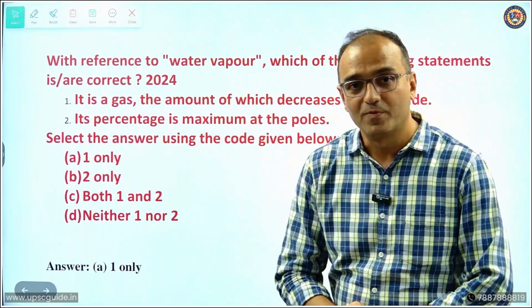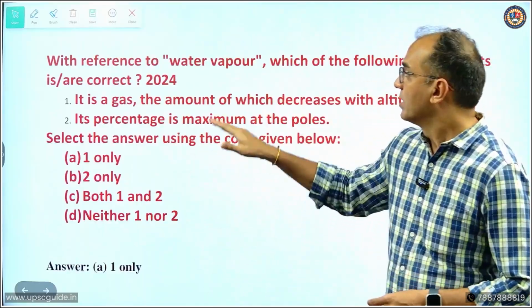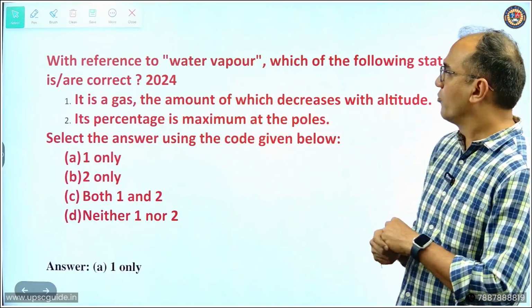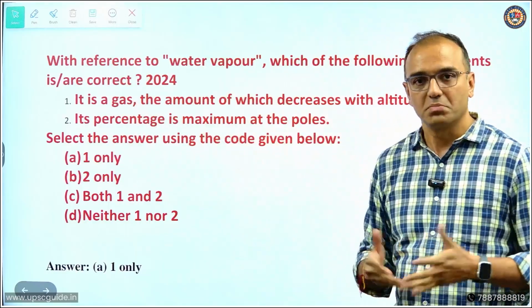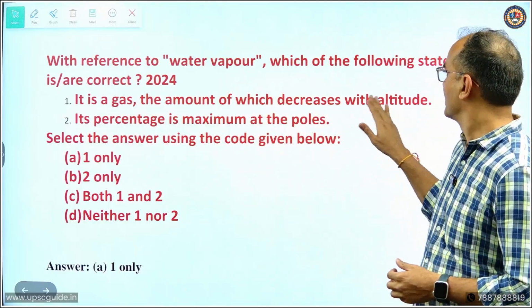Let us, friends, look at the next question. With reference to water vapor, which of the following statements are correct? Right, water vapor. It is a gas, yeah. The amount of which decreases with altitude.